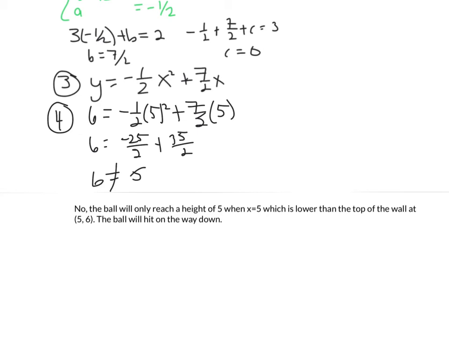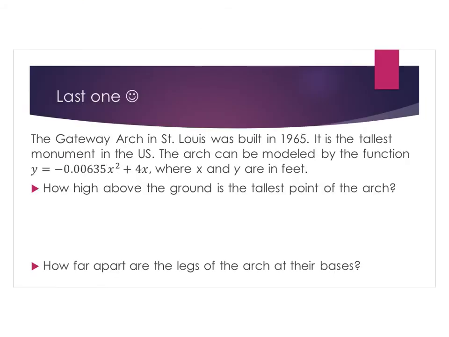And let's look at one more example. So we have the Gateway Arch in St. Louis, built in 1965. It is the tallest monument in the U.S. The arch can be modeled by this function, where x and y are in feet. How high above the ground is the tallest point on the arch?